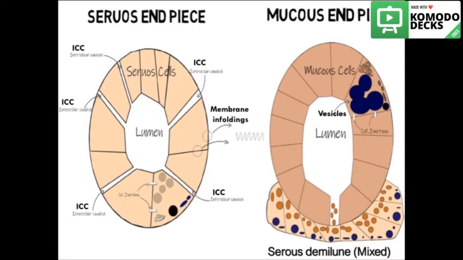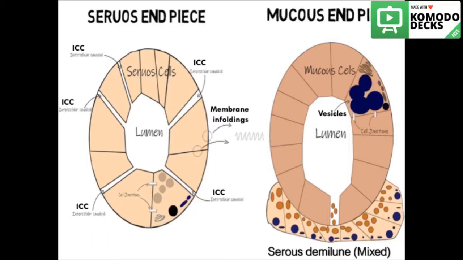Also, we have membrane enfoldings, what's called a brush border, both intercellularly and on the basal part of the cell. This is called the basal part because here is the basal lamina that separates it from the connective tissue. And here is the luminal part. The mucus end piece, on the other side, we don't see these small canaliculi in between the cells.